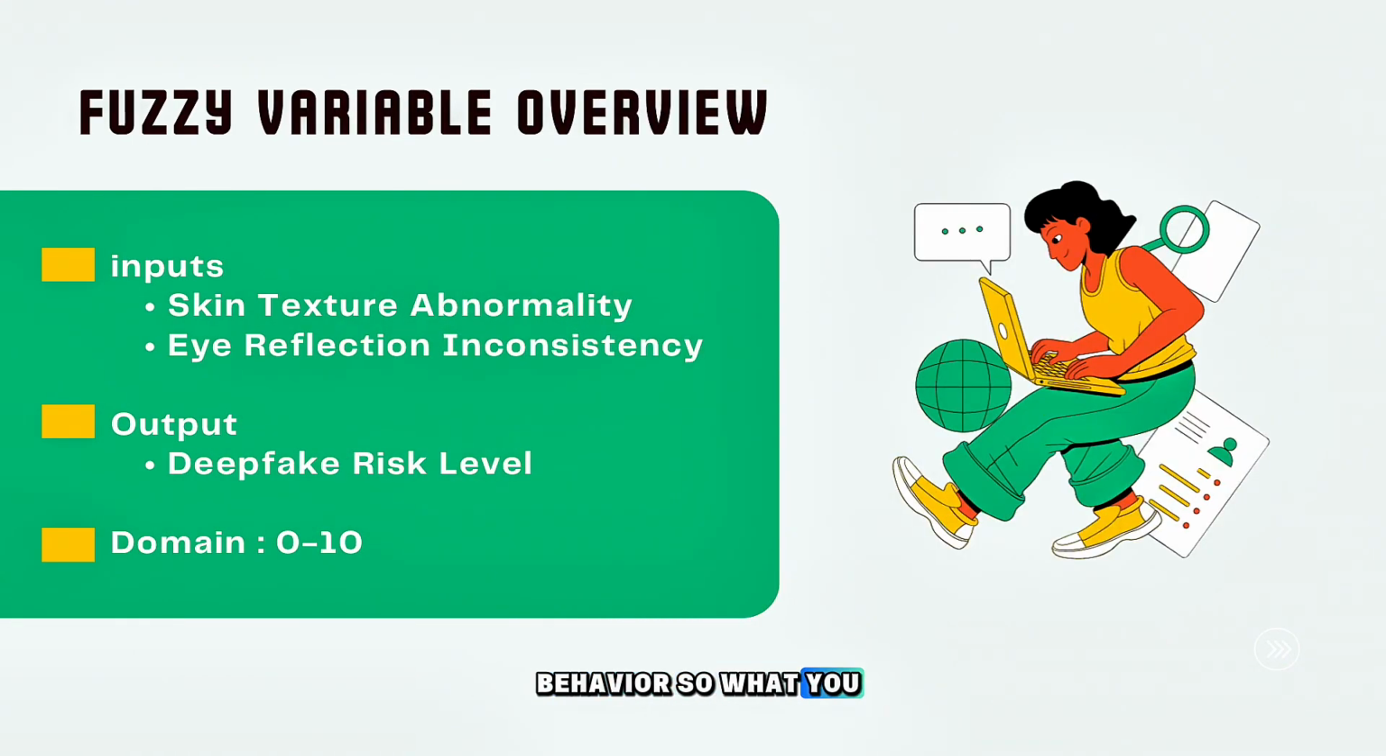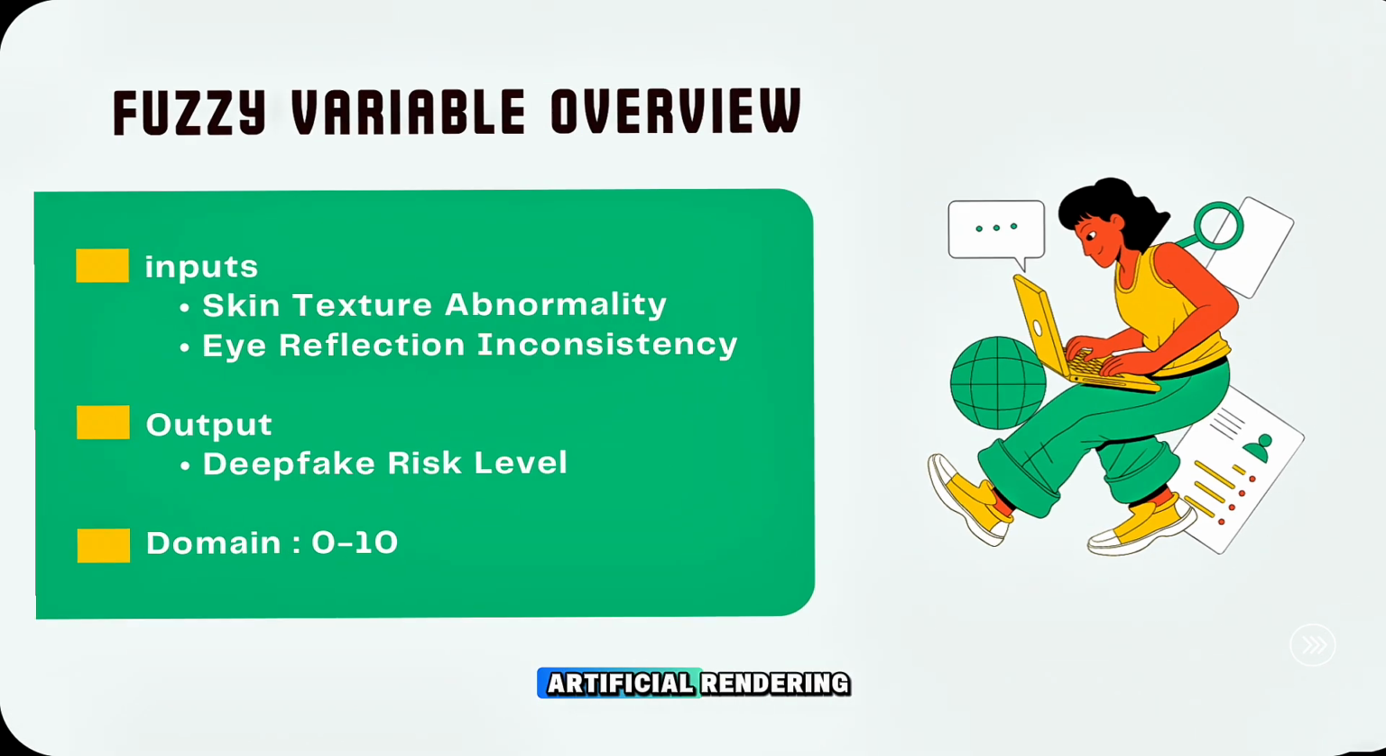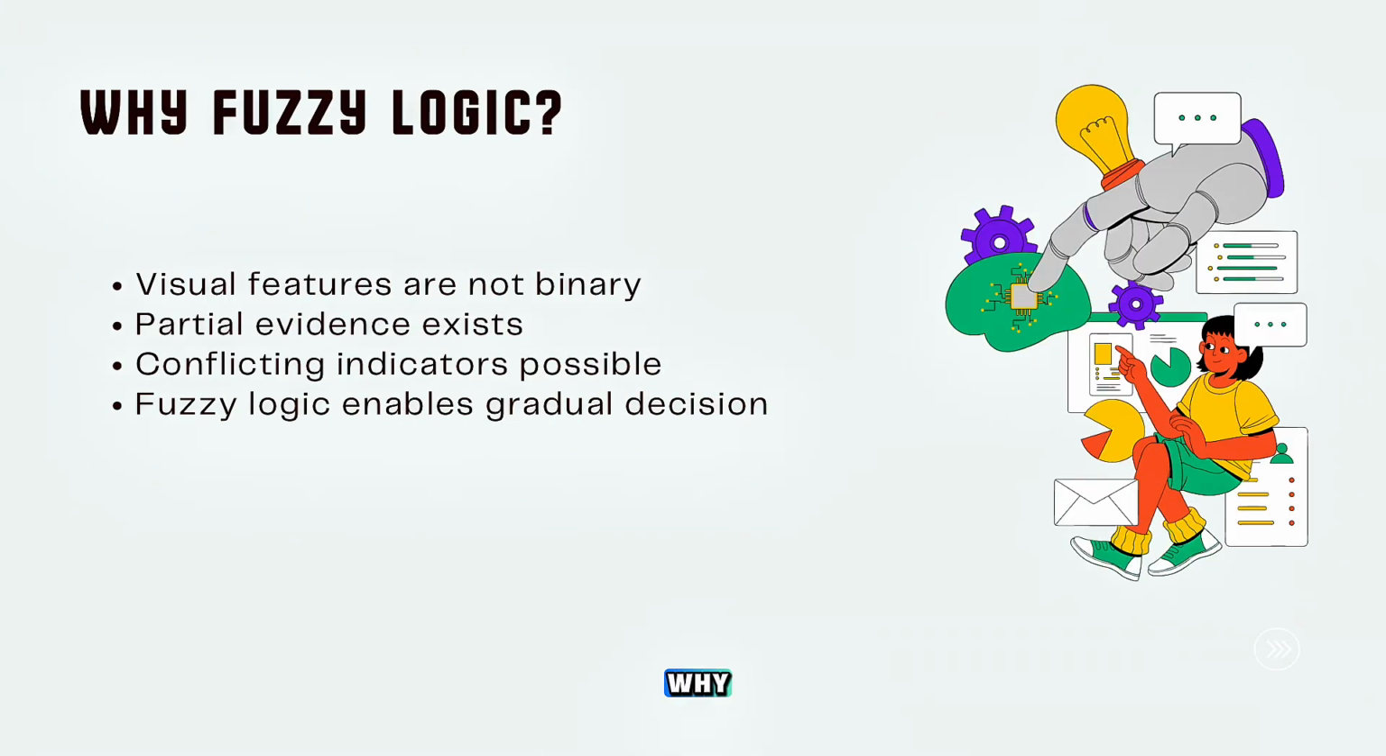So what you need to know about our system: basically, it uses two input variables. First, skin texture abnormality, and second, eye reflection inconsistency. Both are defined within a domain of 0 to 10. The output variable is deepfake risk level, also in the range of 0 to 10. These features are chosen because deepfake images often show abnormal skin textures and inconsistent eye reflection due to artificial rendering.